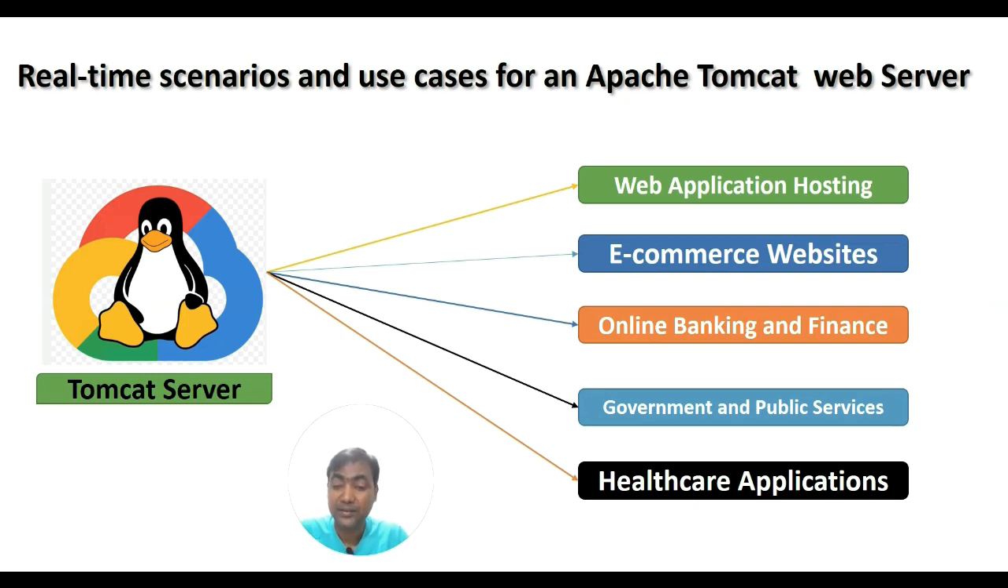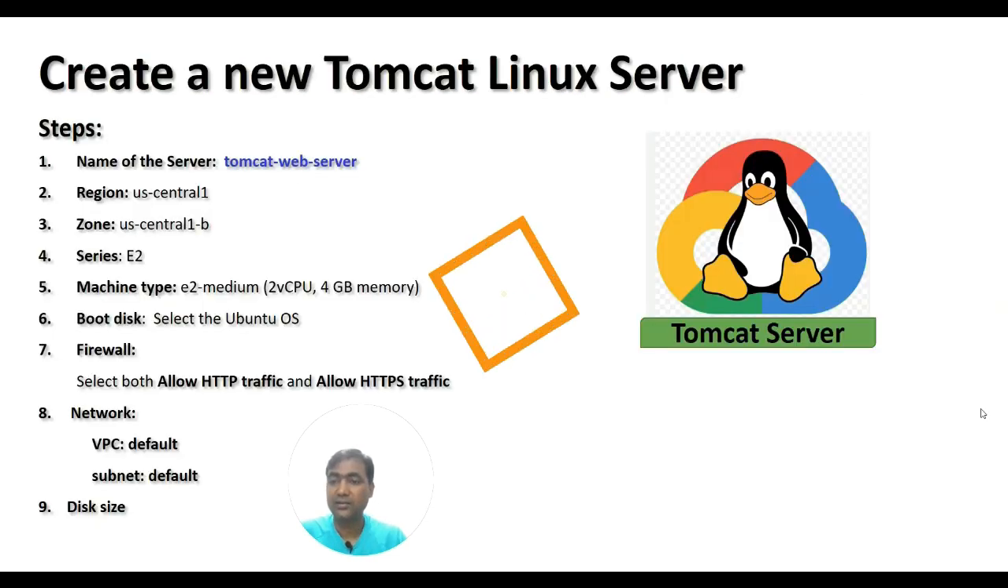Secure online banking applications and financial services can be hosted on Tomcat, utilizing its security features and scalability. Government agencies often deploy web applications on Tomcat to provide online services such as tax filing, permit applications, and government information portals. Healthcare organizations use Tomcat to build and deploy healthcare systems, electronic health records, and telemedicine solutions.